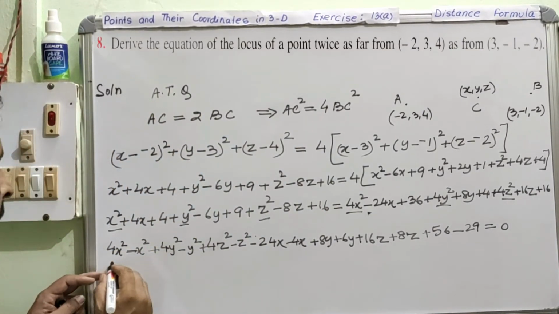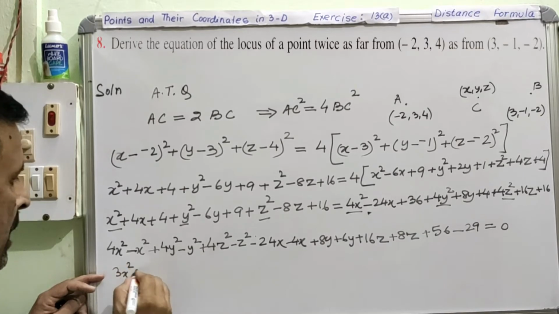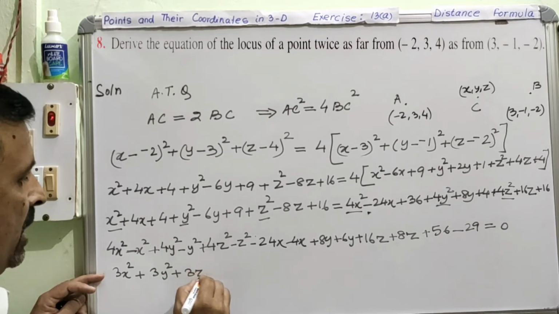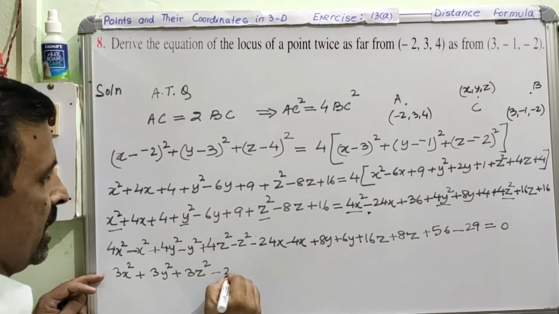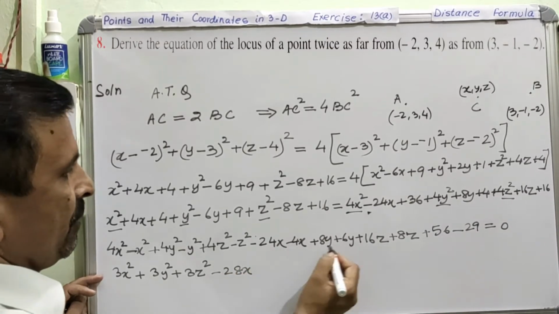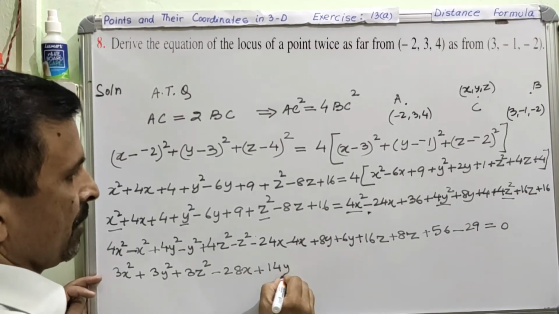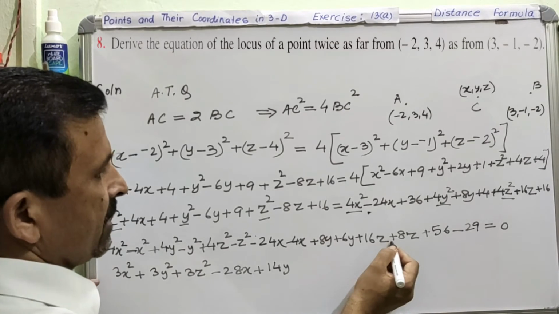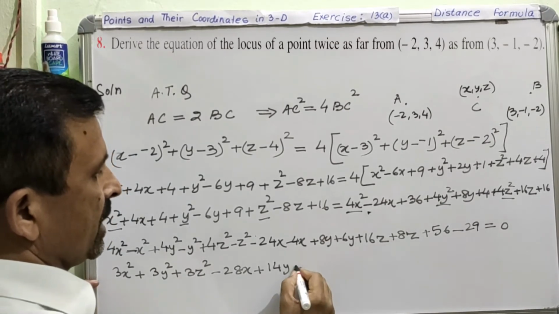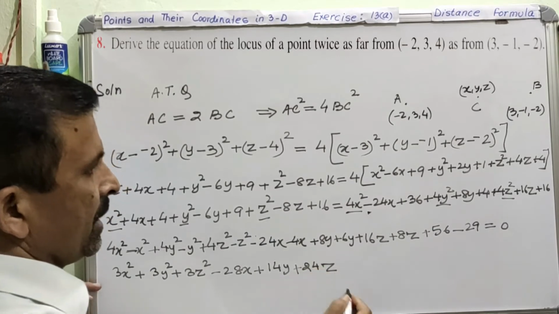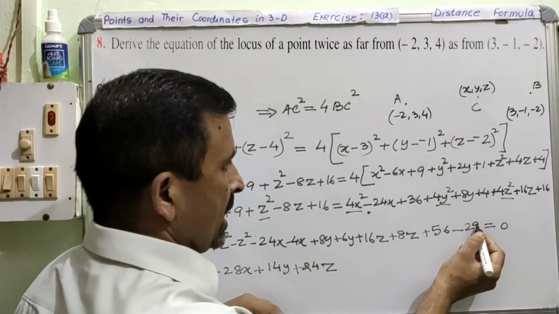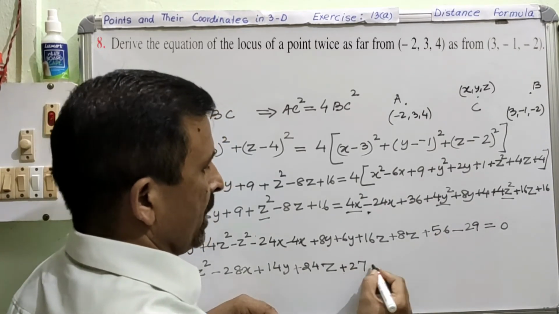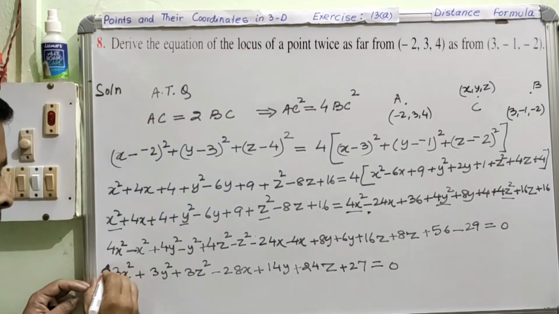Okay. Now this is 3x square, this is 3y square, this is 3z square. Now this is becoming minus 28x. This will become 14y. This will become 24z. And 56 minus 29: 6 minus 9, 7, and 4 minus 2, 2. This will be positive. This is equal to 0. So this becomes your final equation.